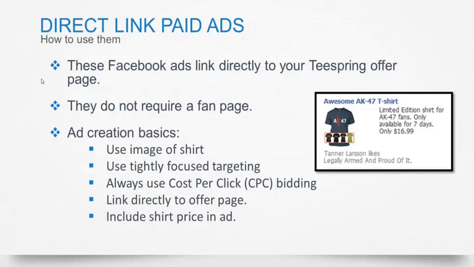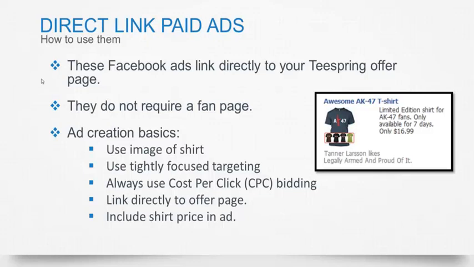Then, when you're doing a direct link ad, you always want to use cost per click bidding. A lot of people will use CPM, which is cost per thousand, where you pay for impressions. In this case, you only want to pay when they click through to your offer, so you know they're seeing your offer and not just seeing your ad, okay?